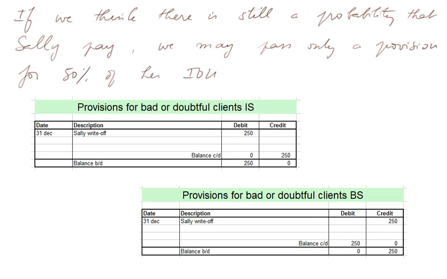If we think that there is still a probability that Sally pay, we may pass only a provision for, say, 50% of her IOU, in which case the entries would be this. In the provisions for bad or doubtful clients, IS would debit only 250, and in the provision for bad or doubtful clients, BS would credit the same amount.